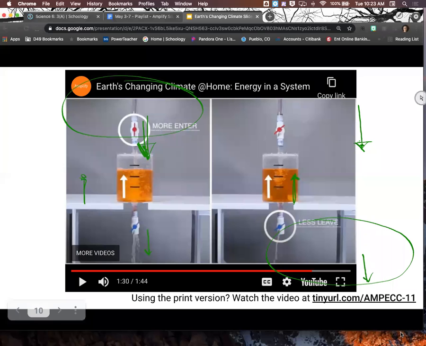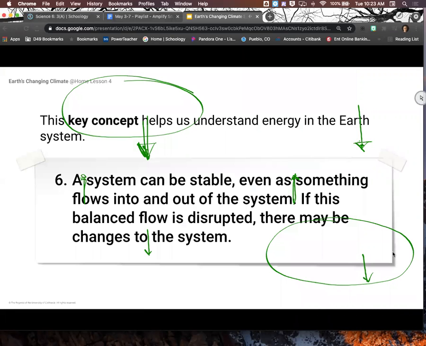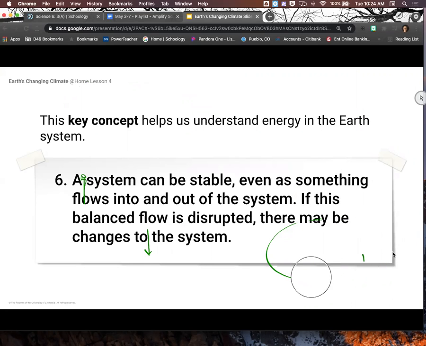Let's keep going. So this key concept that we just saw demonstrated here is the following. And this is on our key concepts on our roadmap. This is key concept number 6. A system can be stable even as something flows into and out of the system. If this balanced flow is disrupted, there may be changes to the system.